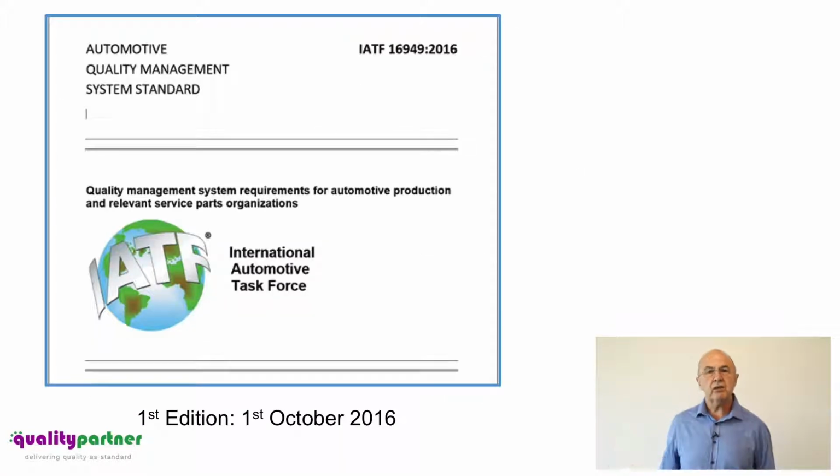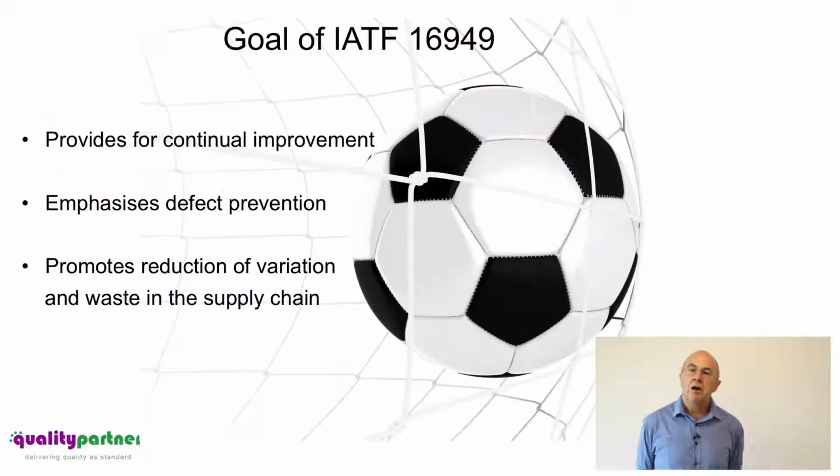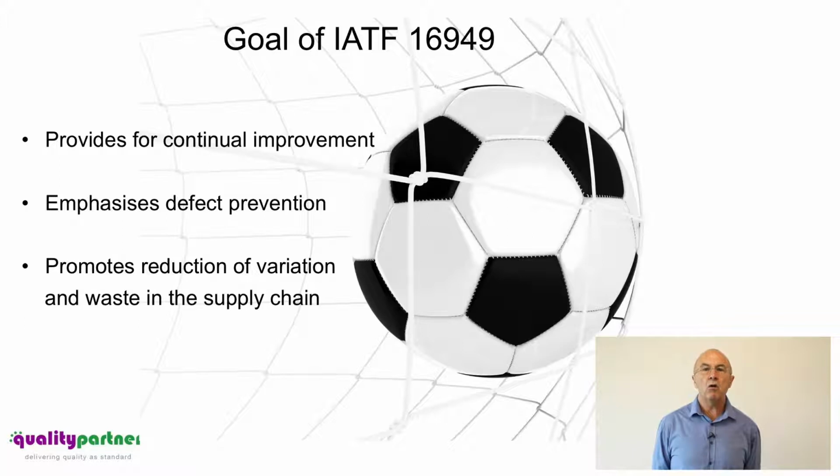So what you can see on the screen now is the front cover for the Automotive Quality Management System standard IATF 16949:2016, the quality management system requirements for automotive production and relevant service part organisations. And obviously this is the first edition of the document, and as I said, it was published on the 1st of October 2016. One of the important things for organisations to understand is the goal of IATF 16949.